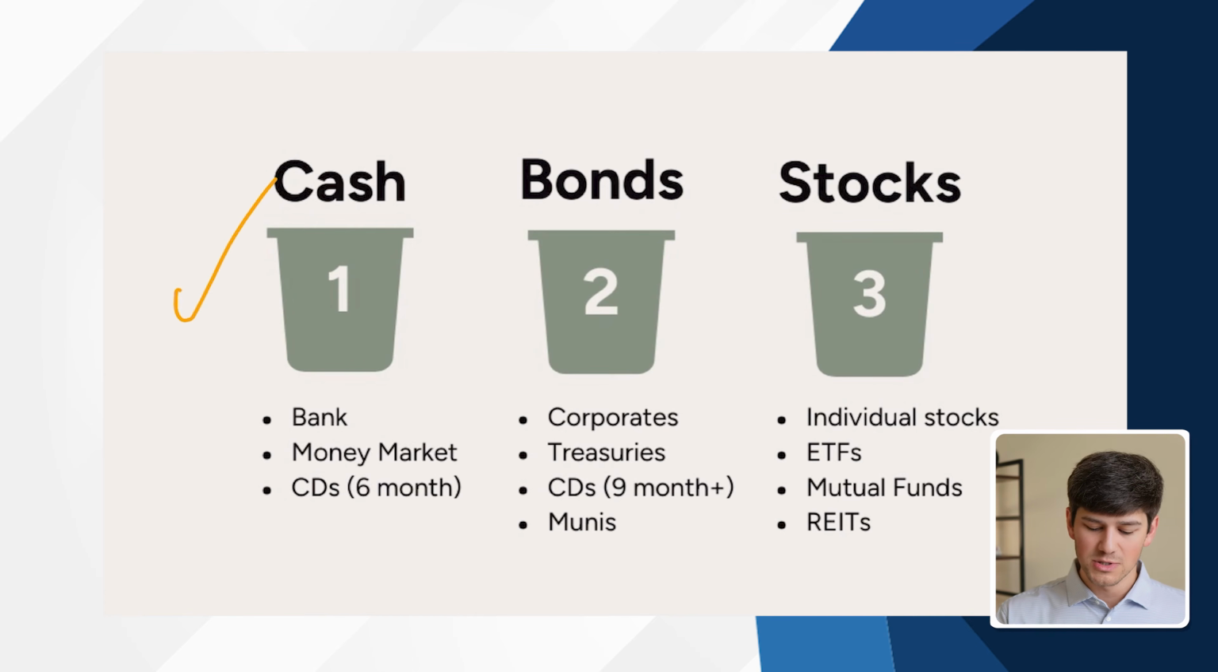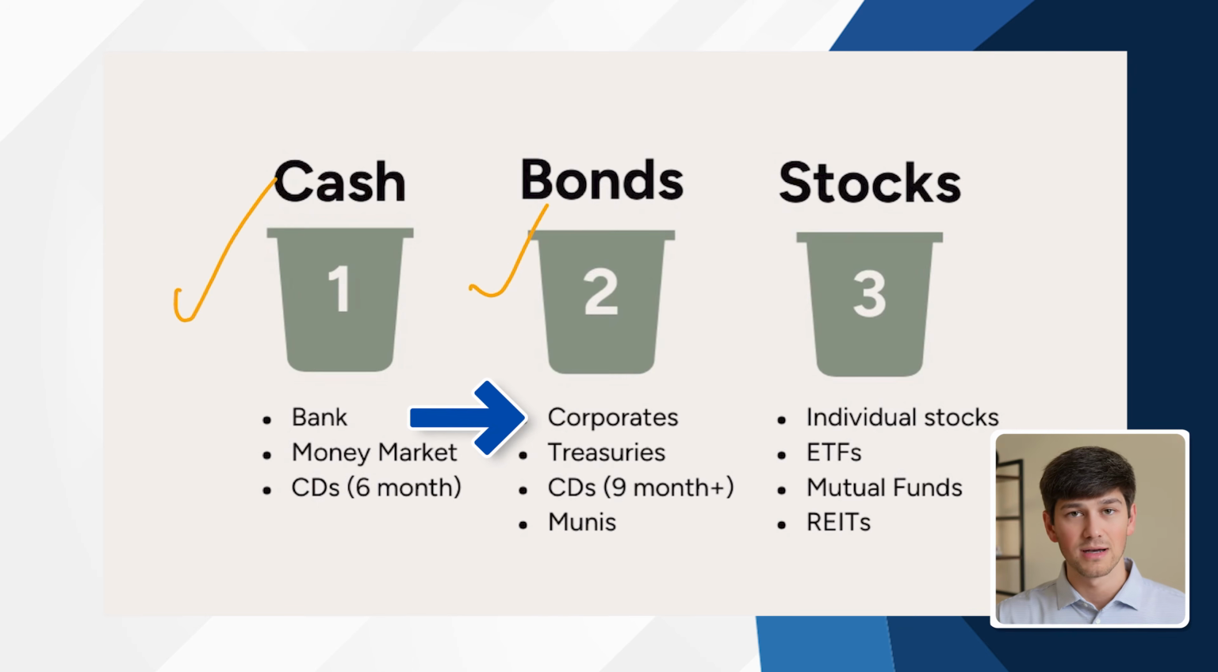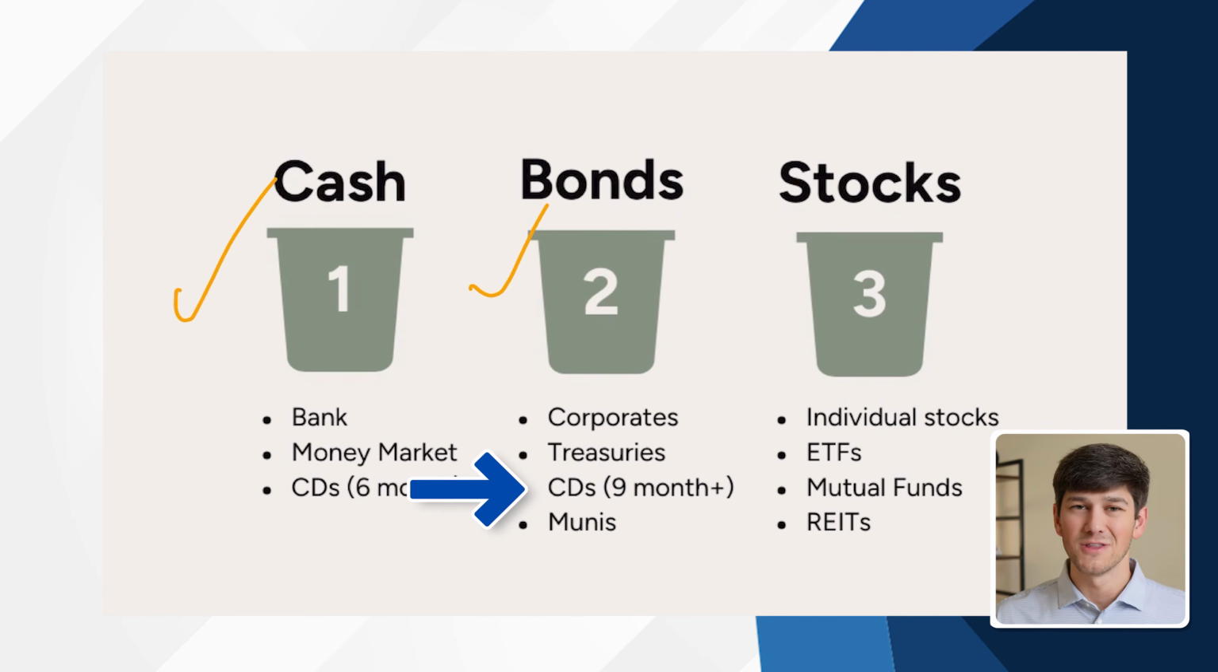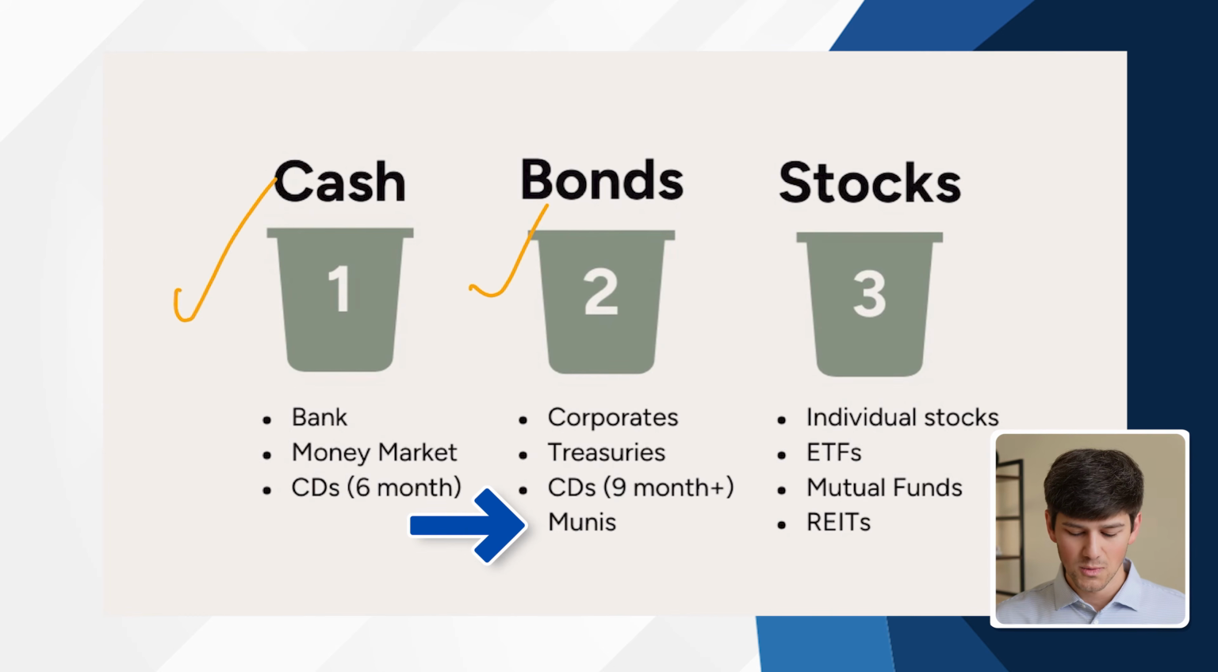We also have bonds, which consist of corporate bonds. For example, Apple or Google issues a bond that you could buy. You have bond funds through mutual funds or ETFs, and those are corporate bonds. You can also have treasury funds. You can also have CDs that are 9 months or longer. I like to think of those as bonds simply because of the time frame. And then you also have municipal bonds as well. So that's your bond bucket and what falls into that.